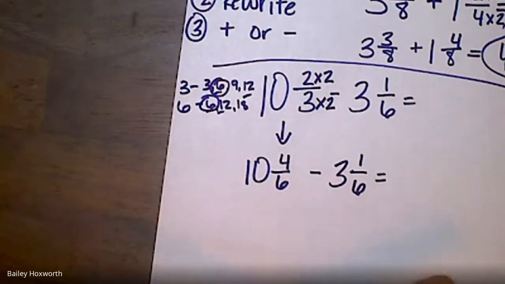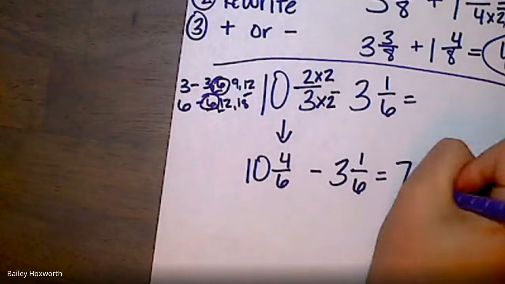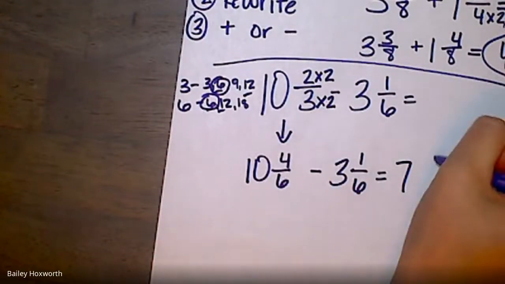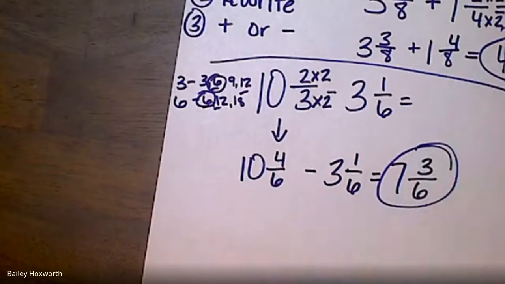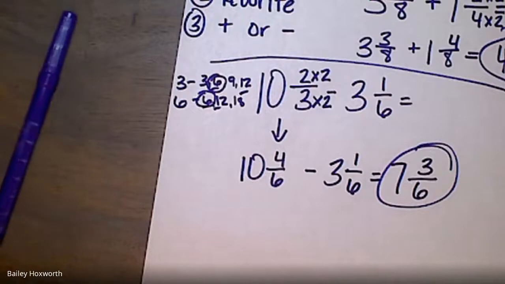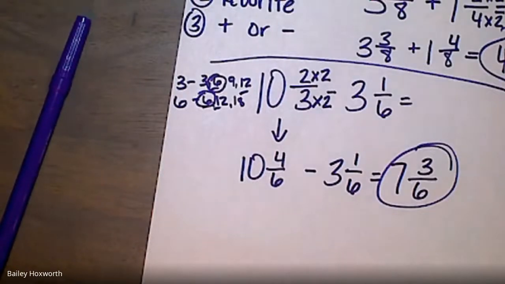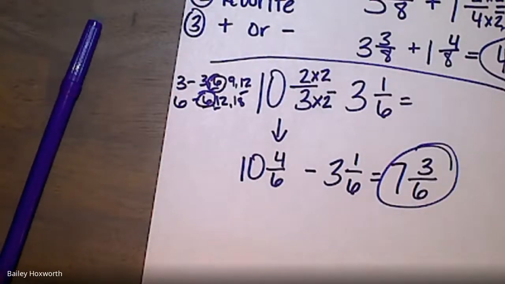So now I have common denominators and I'm ready to subtract. 10 minus 3 is 7. 4 minus 1 is 3. 6's stay the same. 7 and 3/6. Wonderful. Now, let's look at today's Google Docs, and we'll work on 2 of those together.